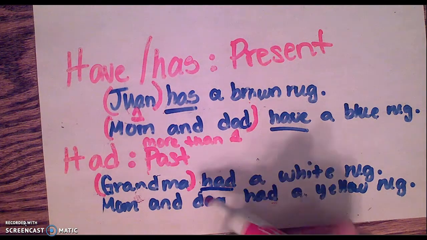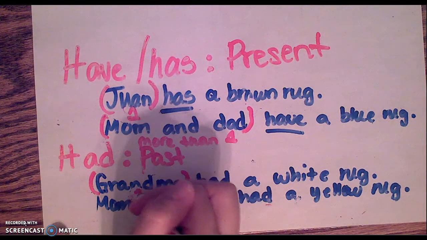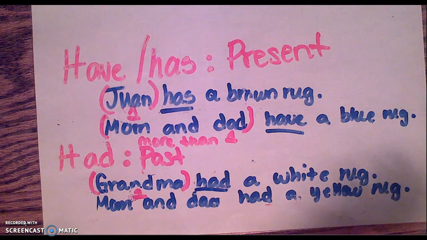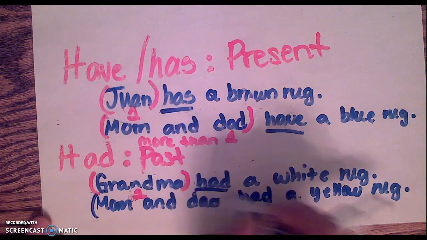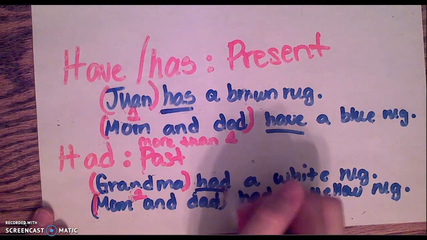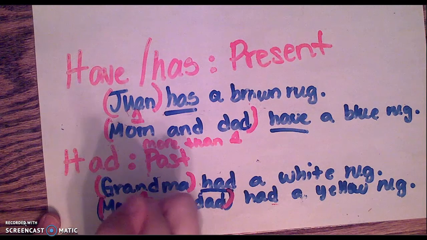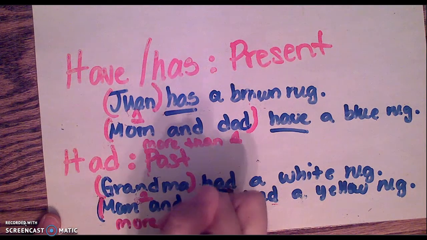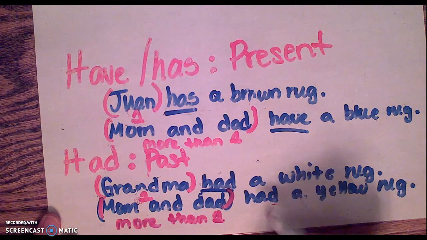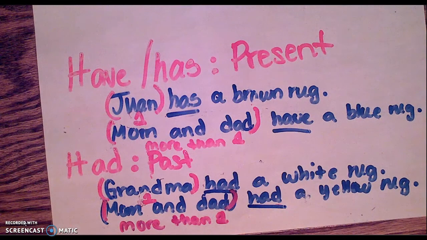Now, Grandma is how many subjects? One or more than one? It's one. Grandma had a white rug. Mom and Dad had a yellow rug. Now, is Mom and Dad one or more than one? It's more than one subject. Now see here, whether it's one subject or more than one subject, we still use had for both in the past.